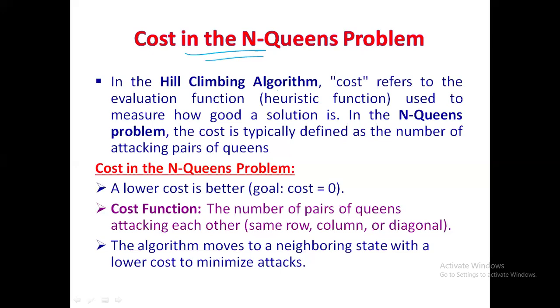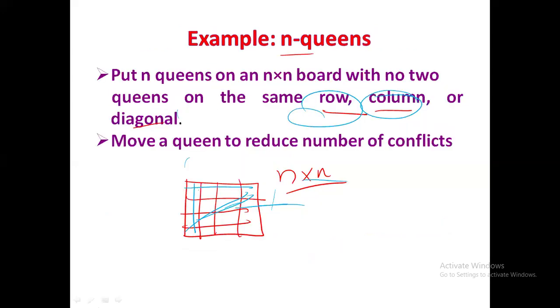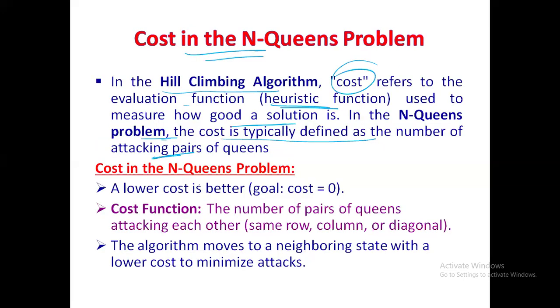In the hill climbing algorithm, cost refers to the evaluation function, that is, the heuristic function used to measure how good a solution is. In the N-Queens problem, the cost is typically defined as the number of attacking pairs. If two queens are present here, they attack horizontally; here, they attack diagonally; and here, horizontally again. This is what we are saying.